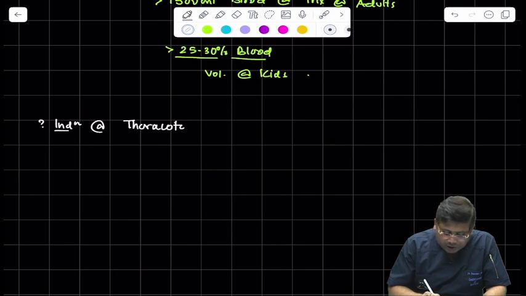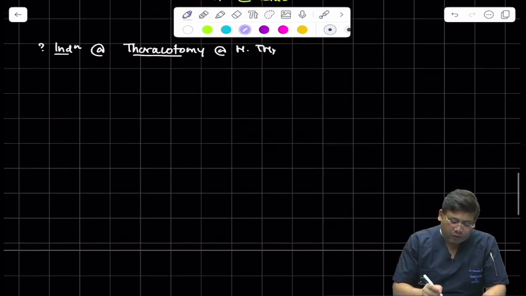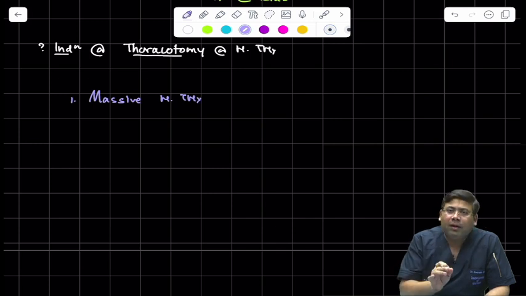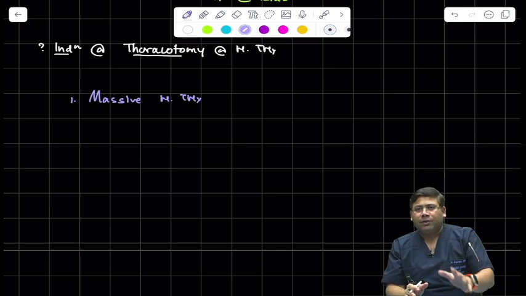If a question comes, it will come on this: indications of thoracotomy for hemothorax. We all know that we do thoracostomy. This is very important. So what are the indications? First is, sir, if it is a patient of massive hemothorax, thoracotomy has to be done because it is bleeding in a huge volume and the patient can collapse.